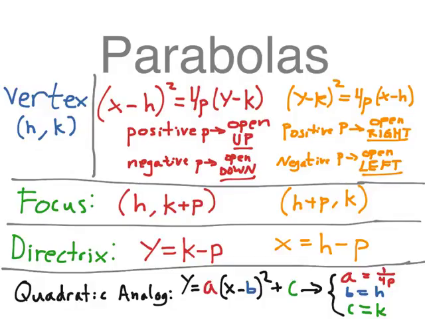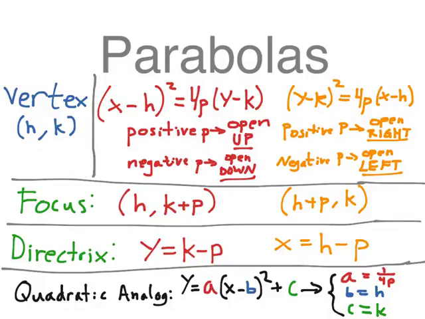The focus is always H comma K plus P, and depending on which orientation you're in, if you open up or down or left or right, you either add P to the Y component or the X component. If you open up or down in any of the Y directions, your directrix is going to be Y equals K minus P. And similarly for X, if you open in any of the X directions, left or right, your directrix is X equals H minus P.